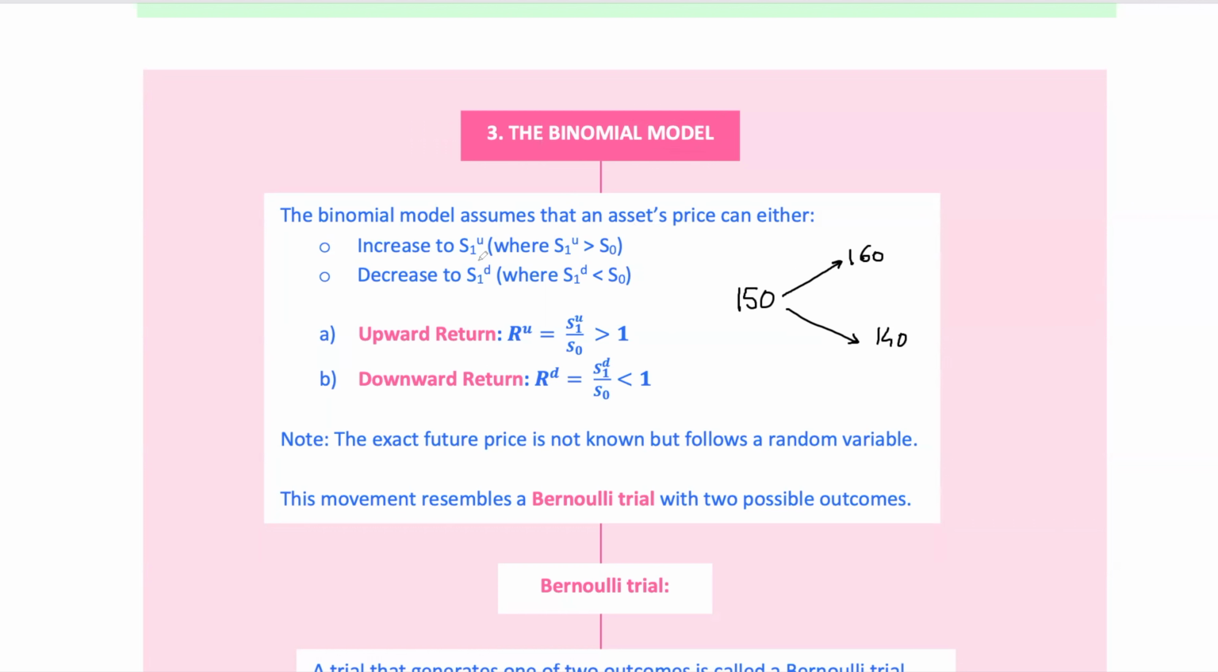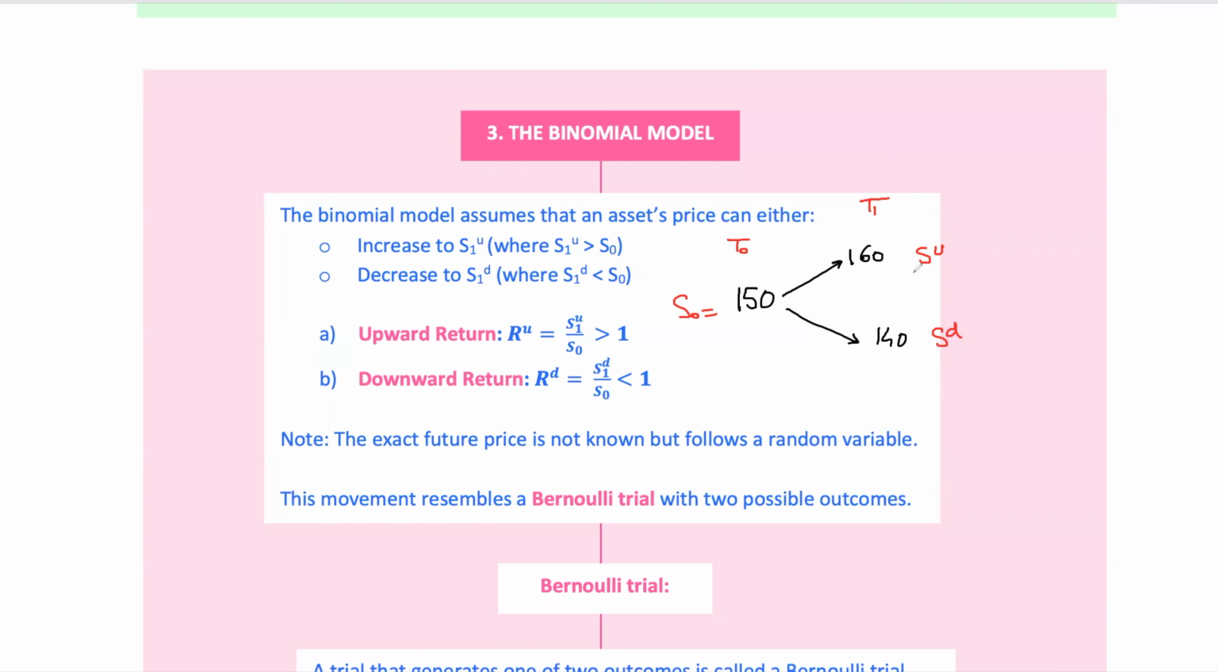All right, let's break this down so you can picture the model in your mind. Imagine we're starting at time zero, with the price of the underlying asset being S0. Now, after one period, maybe a year, maybe a month, that price has two possible paths. It can either jump up to a higher level, which we'll call SU, or it can drop down to a lower level, which we'll call SD. Think of it like flipping a coin. Heads, the price goes up. Tails, it goes down. Simple, right?